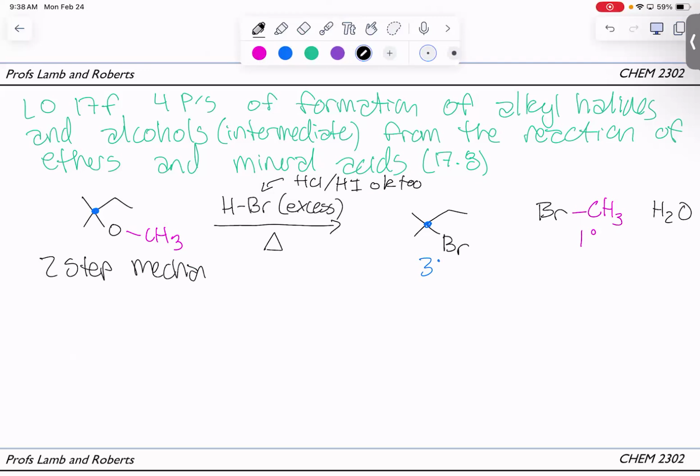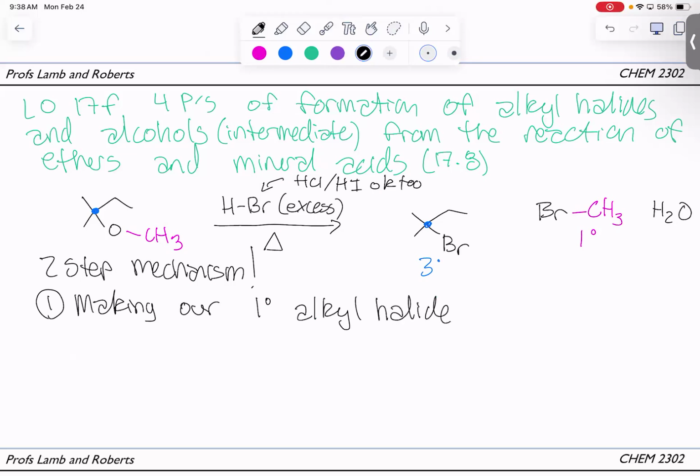All right. So the first step is going to be making our primary alkyl halide. The primary one, so I put that in, differentiate the color. So the primary alkyl halide. And this mechanism with a primary alkyl halide, as you might imagine, is just your run-of-the-mill SN2 reaction.